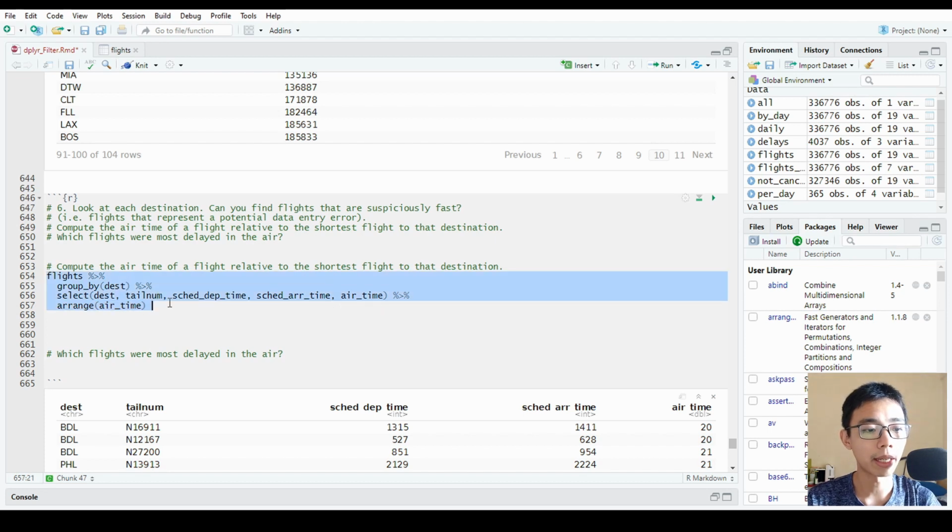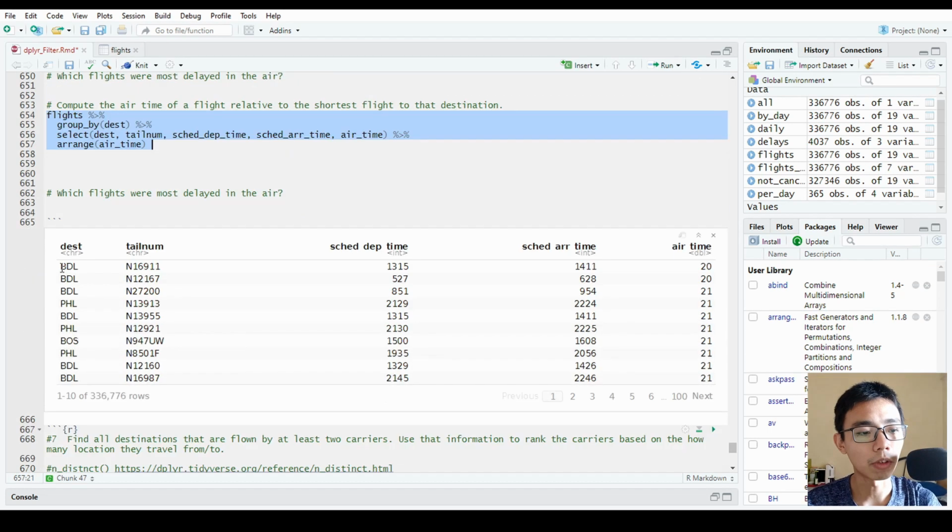certain people. Okay, so you can actually see here for this destination, these are the airtimes that are suspiciously short. So flying to BDL, I have no idea where BDL is, but it's only 20 minutes. So yeah, it might be wrong. Because you see the scheduled departure time and arrival time is actually around 1 hour, but the air time is only 20 minutes.